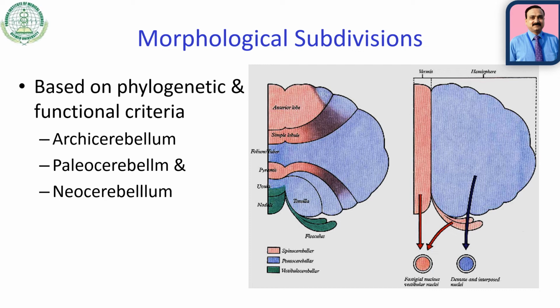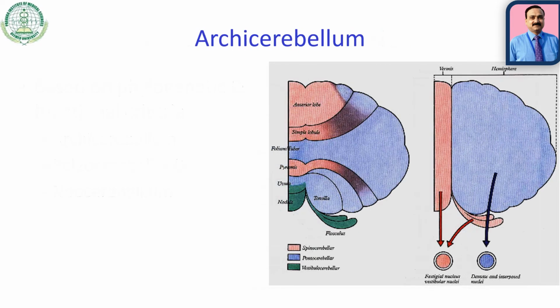Archicerebellum, paleocerebellum and neocerebellum. They are also called spinocerebellum, pontocerebellum and vestibulocerebellum. One by one we will see. First we will see the archicerebellum.